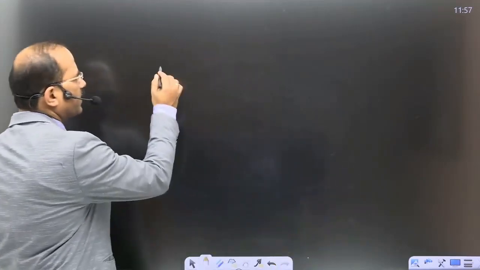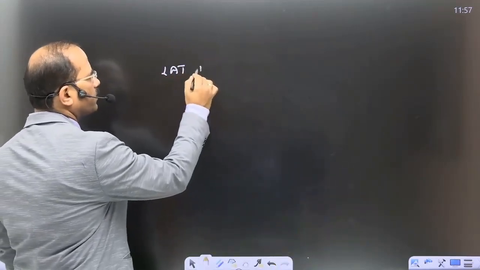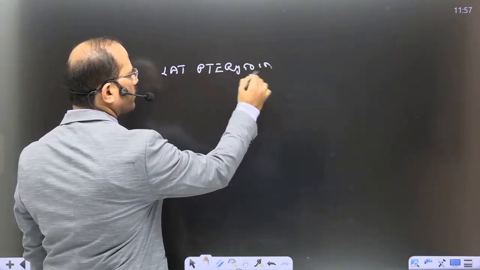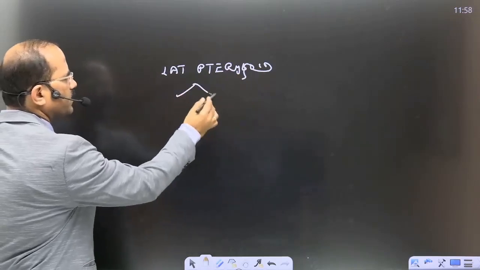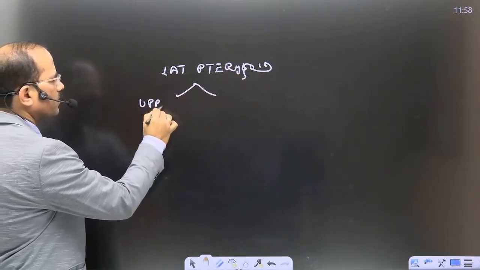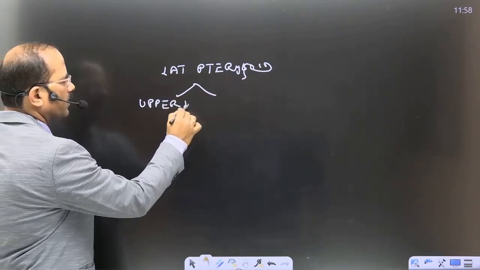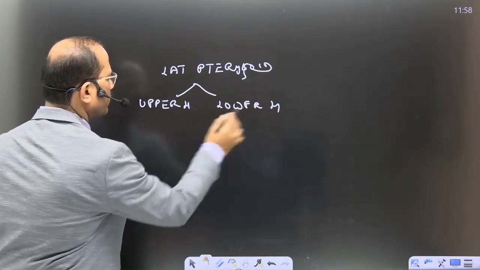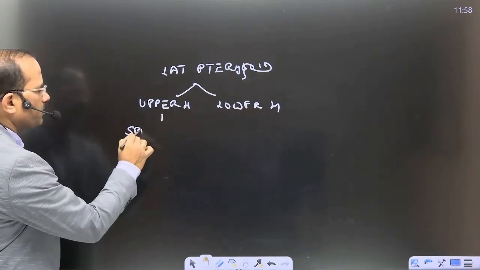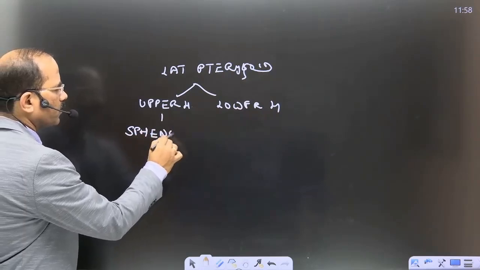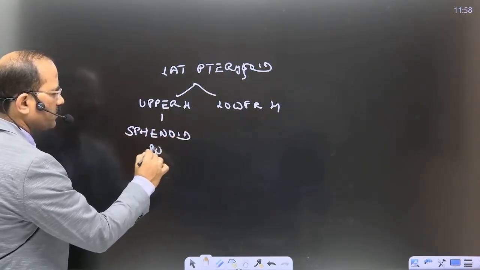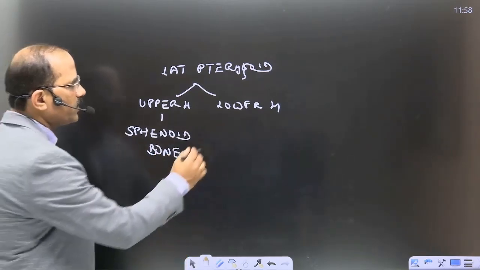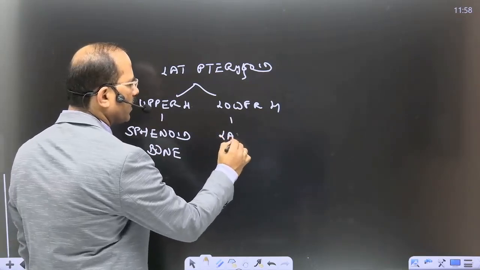So starting with lateral pterygoid. There are two heads, the upper head and the lower head. The upper head arises from the sphenoid bone. Just remember this much. The upper head arises from the greater wing of sphenoid. That's fine.